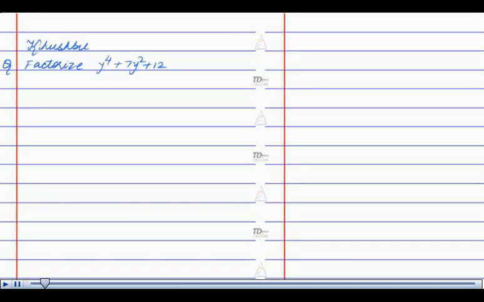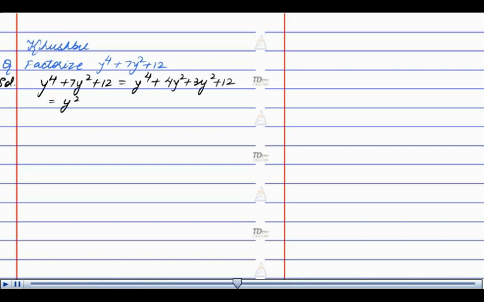Hello, I am Khushbu. The question is, factorize y to the power 4 plus 7y square plus 12. The middle term 7y square can be broken down as 4y square plus 3y square.